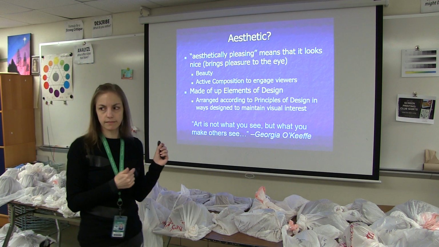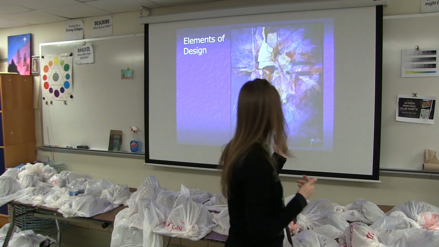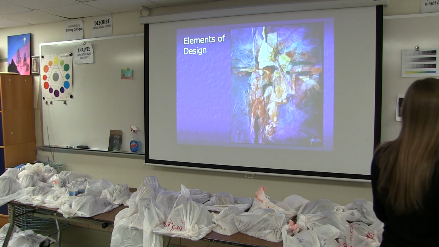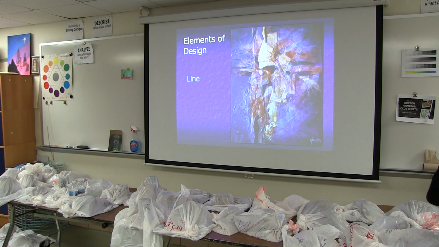Questions so far? Okay, so we know our elements of design are line, shape, color, texture, and value. So when we look at this particular artwork, which is a non-objective artwork, right? Where do we see line used, for example? Give me one example of where you see line.